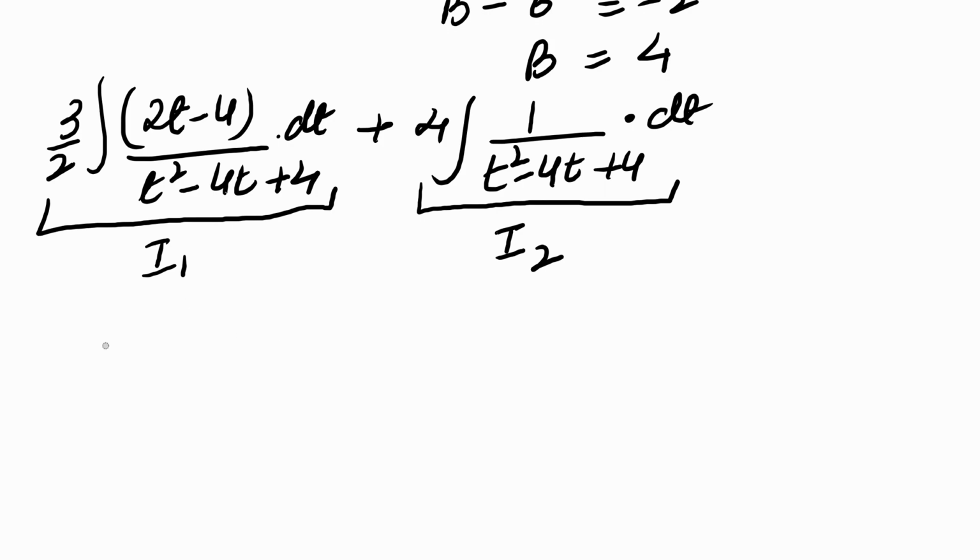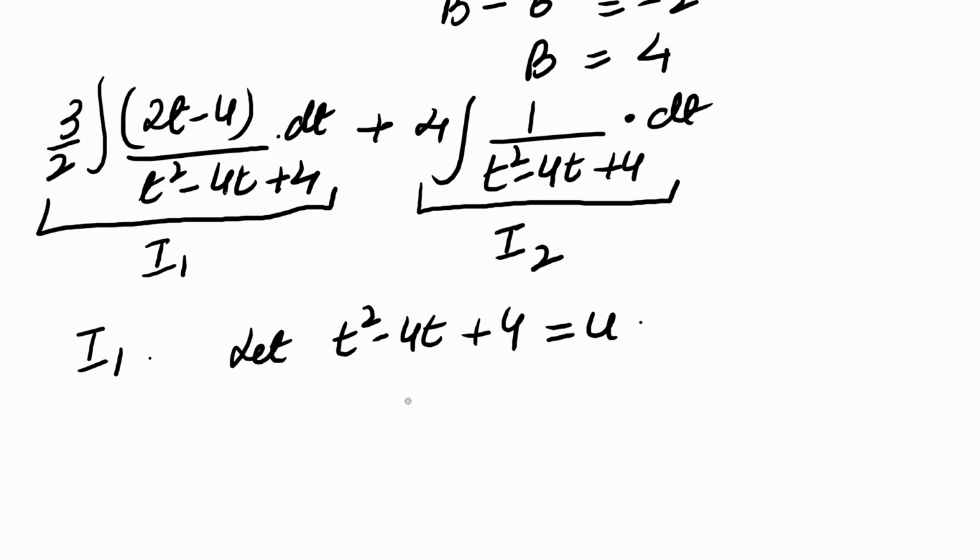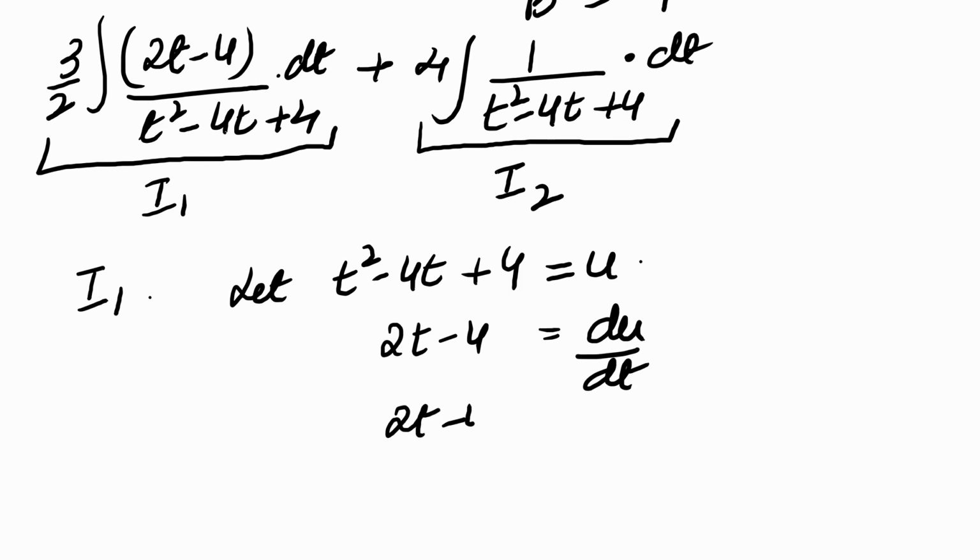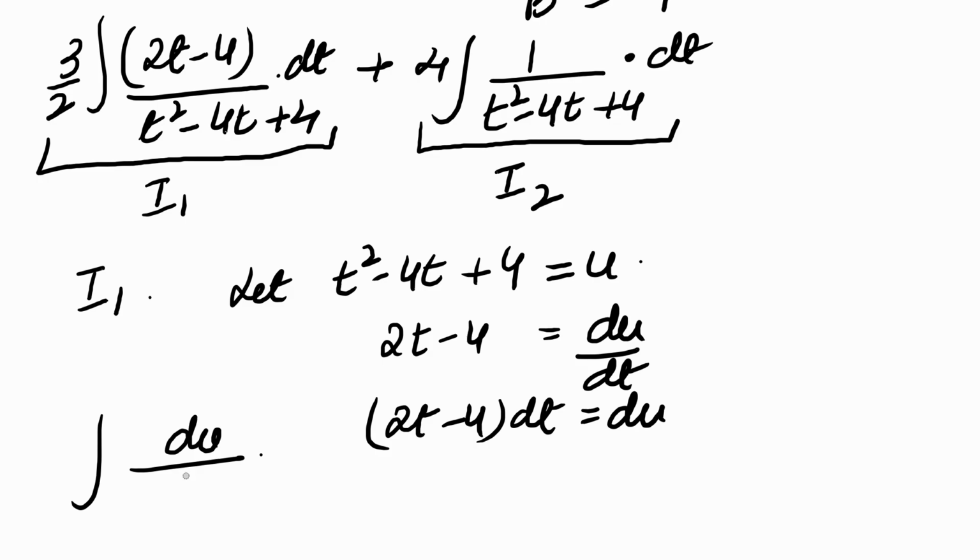Now how will we solve I1? For solving I1, we will let t square minus 4t plus 4 is equal to u. Now by design what have we done? 2t minus 4 is equal to du by dt. So 2t minus 4 dt is equal to du. So what will I get over here? See, by design we have made it such that the differentiation of the denominator is the numerator itself. So what will we get? We will get du upon u, and this will be 3 by 2.